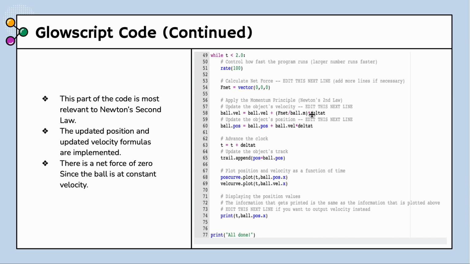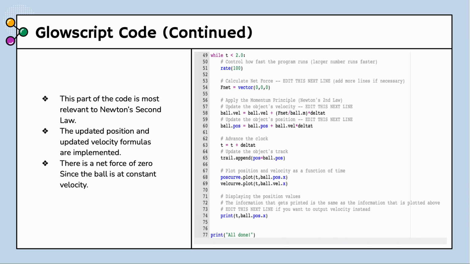This part of the code is most relevant to Newton's second law. The updated velocity and position formulas are implemented here. And of course, we can't forget that there's a net force of 0, so I changed that here.